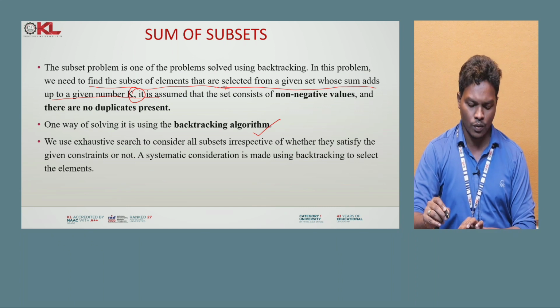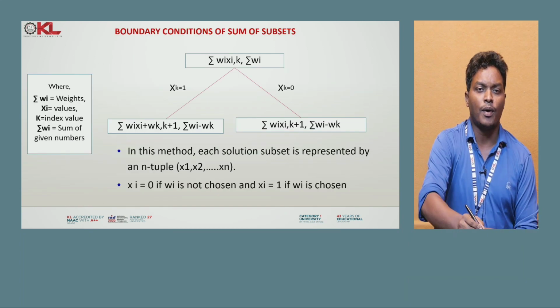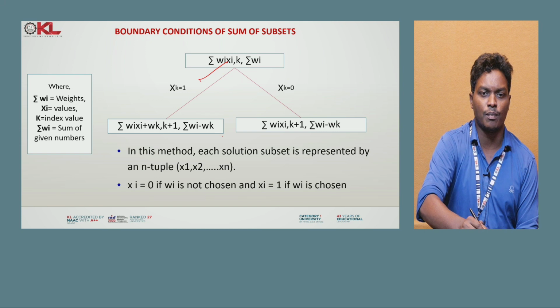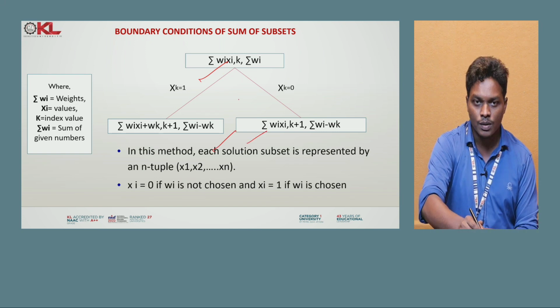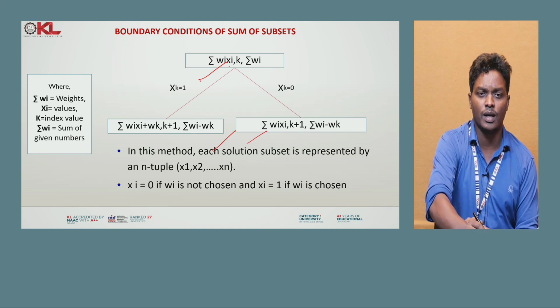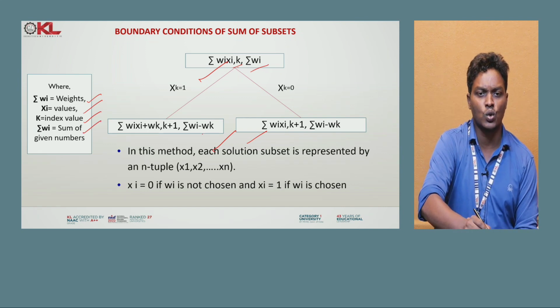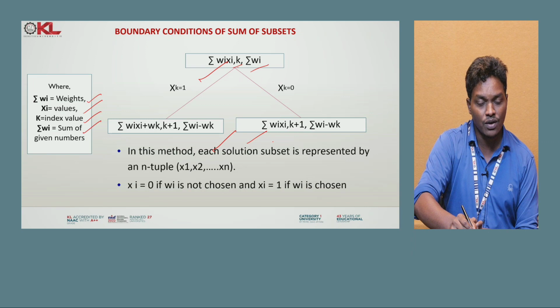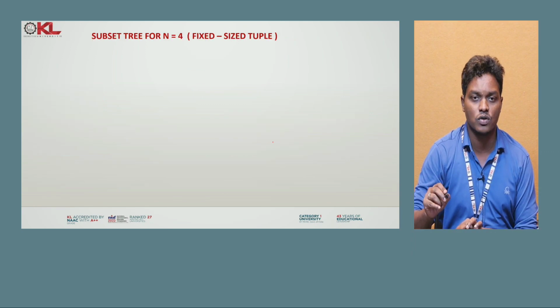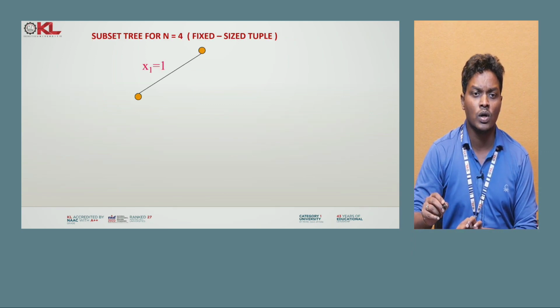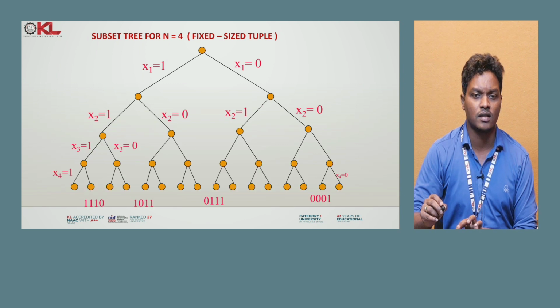Next, what is the bounding function we are following? This is the bounding function we are following. The bounding function consists of sigma wi xi, sigma k and sigma wi, where sigma wi represents the weights, xi represents the values, k represents the index value, and sigma wi represents the sum of given numbers. This is the bounding function we will apply to the sum of subset problem in order to solve it. After solving this, the bounding function will look like this.